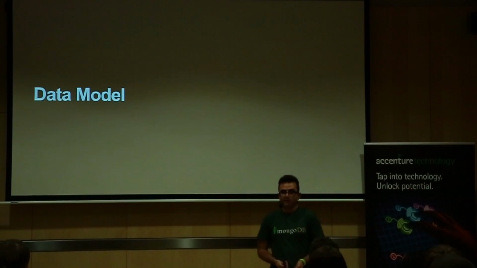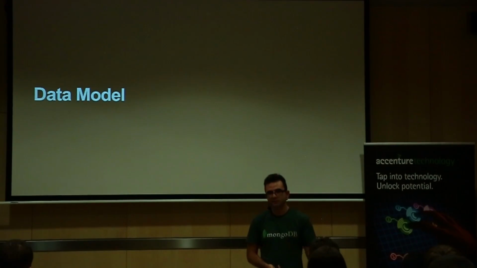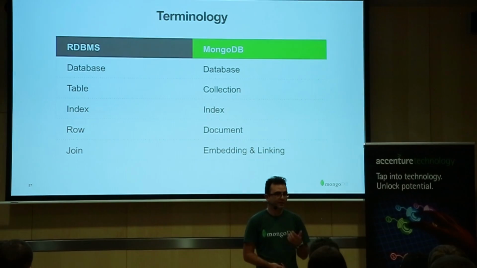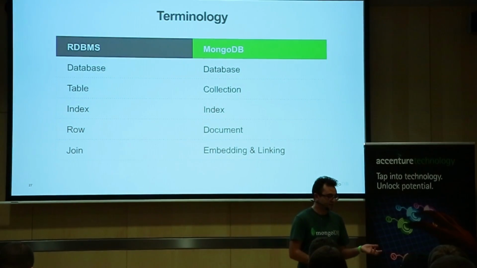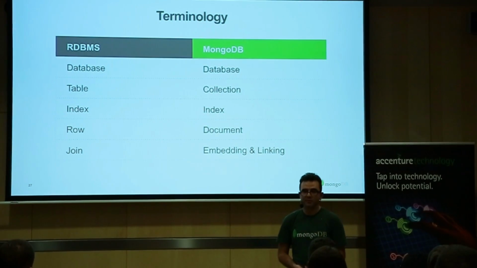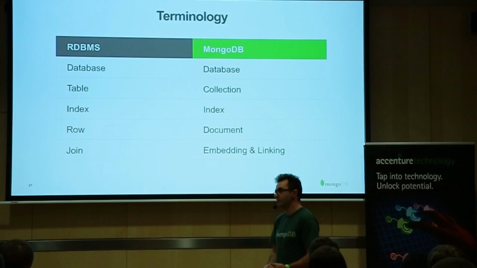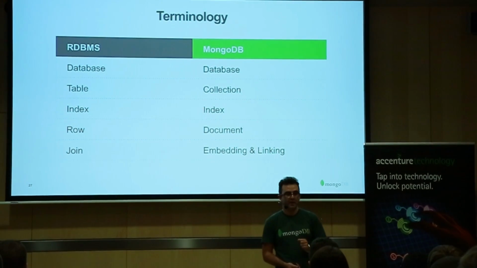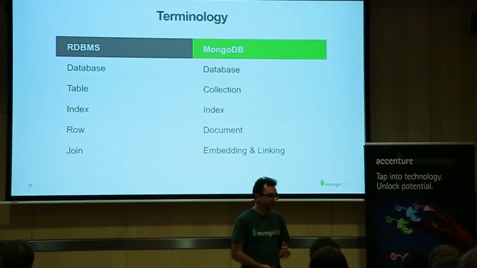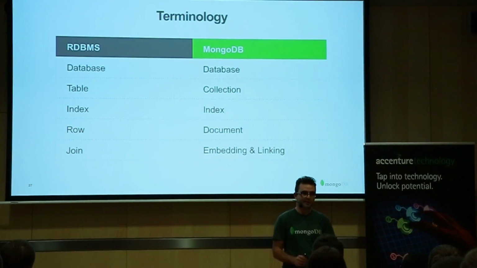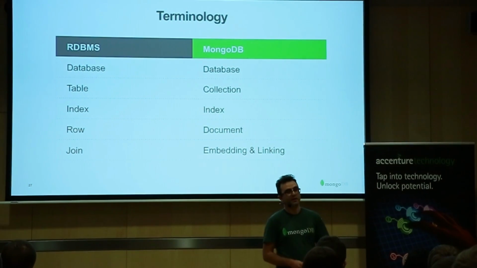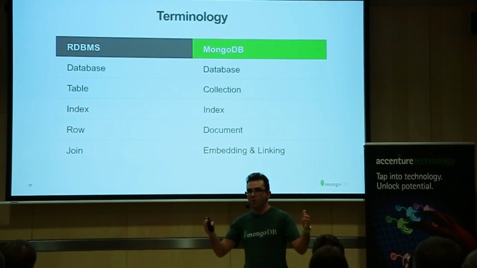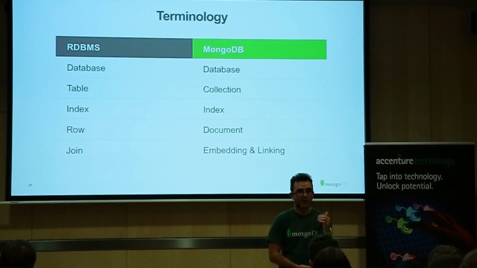When we deal with data models, we deal with a different kind of terminology. Things are not as they used to be. When we're talking about relational systems, we talk about databases, tables, joins, foreign keys, rows, and so on. In MongoDB, a database is always going to be a database, that's fine. A table is going to be a collection. The definition of a table is that you define a structure, while in a collection, you don't define absolutely anything.